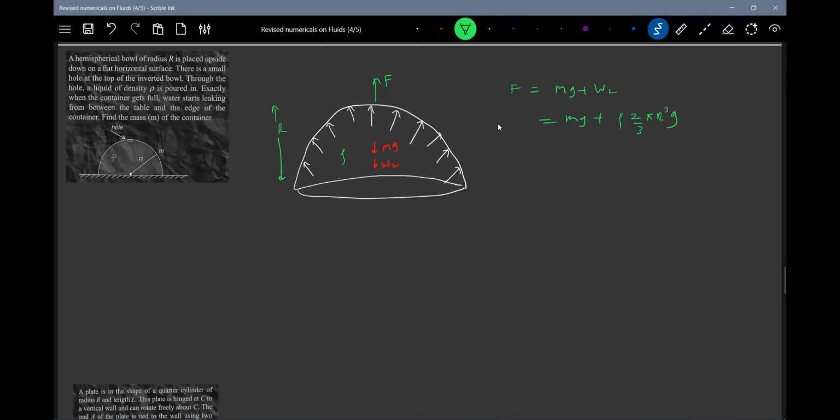Here we are bothered about the water. The liquid will exert force on the surface. Surface will exert force on the liquid. And the liquid will, what happens? The ball will be lifted up. I think this is the major problem.